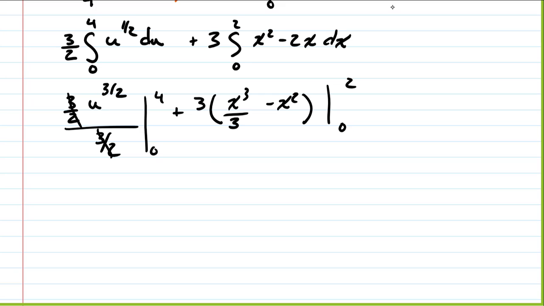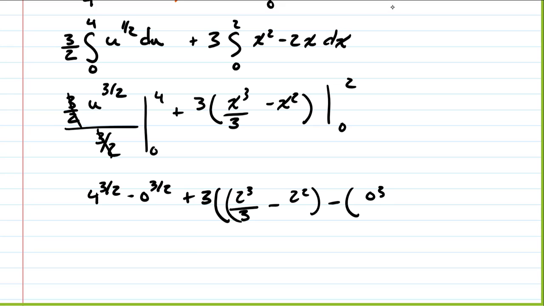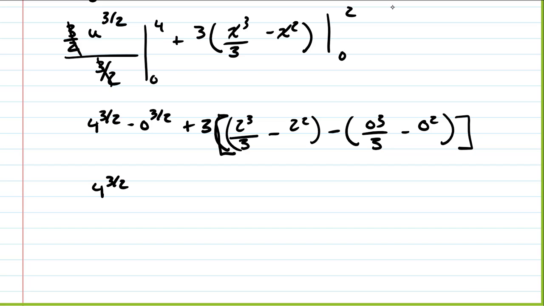So we get 4 to the 3 halves minus 0 to the 3 halves, plus 3 times, and we get 2 cubed over 3 minus 2 squared, minus, we put in 0, we're just going to get 0. So then we get 4 to the 3 halves. 2 cubed is 8/3 minus 4. But if we just distribute our 3 in, we're going to get 8 minus 12. So we get 4 to the 3 halves minus 4.